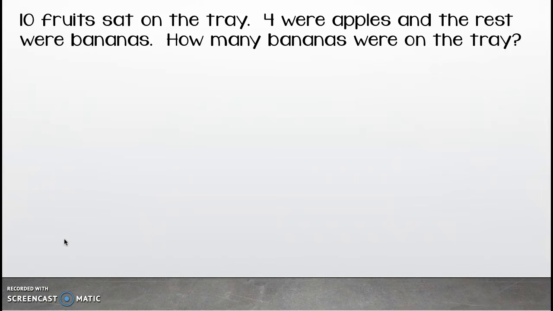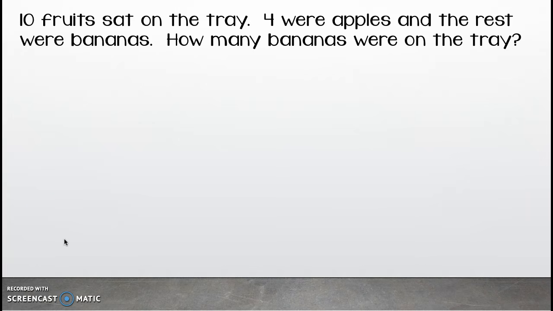Okay, in math, we draw what we read. I'm going to go ahead and have you draw the first 2 things that we know, and then press play to check yourself. So here we go. 10 fruits sat on the tray. Go ahead and draw that, friend. 4 were apples, and the rest were bananas. Go ahead and show me 4 apples.